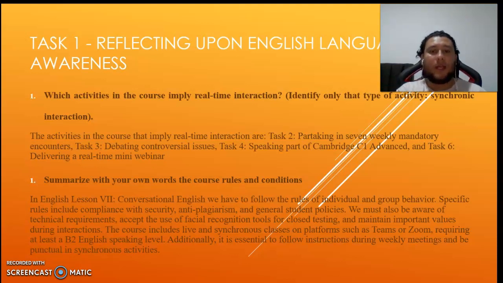In this case, in the English 7 conversational English, we have to follow the rules of individual and group behavior. Specific rules include the compliance with security and general student policies. Also, we must be aware of technical requirements and accept the use of facial recognition. For example, in this video, this is facial recognition because the person that can see my video can identify my face.